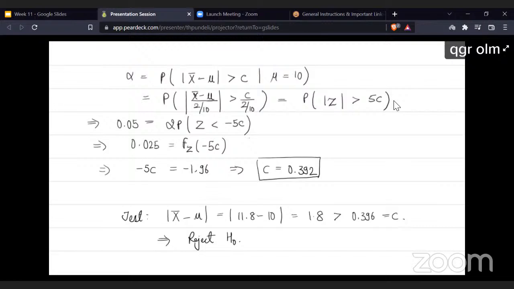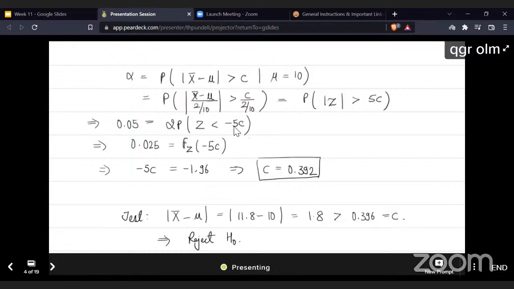And you know that the normal curve is symmetric around your mean. So that will be equal probability. So we can just simply take 2 times probability Z less than minus 5C.